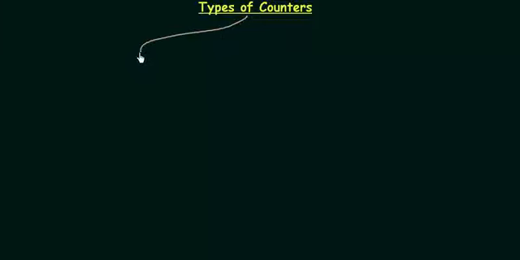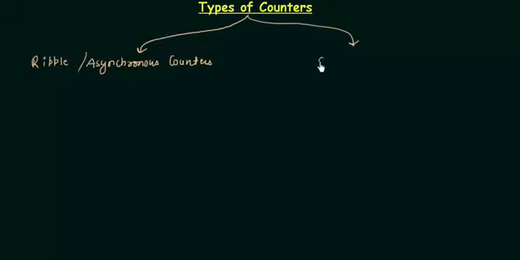The first one is the asynchronous counters. We also call these asynchronous counters the ripple counter. So sometimes you will also see these asynchronous counters written as ripple counters. And the second one is the synchronous counters. Now we will see what these two types of counters are, and how they are different from each other.